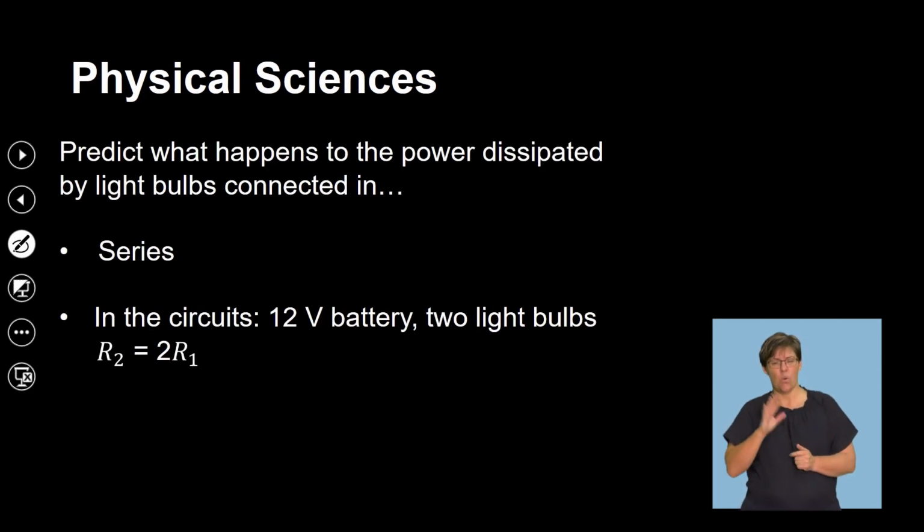Now we want to predict what happens to the power dissipated by light bulbs connected in series. First of all, let's agree that when a circuit is in series, it means all the current passes through that point. Current is constant.